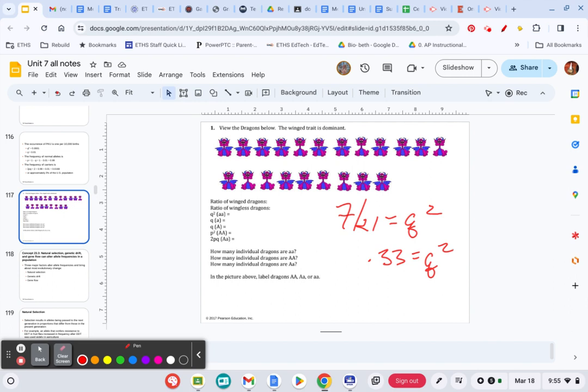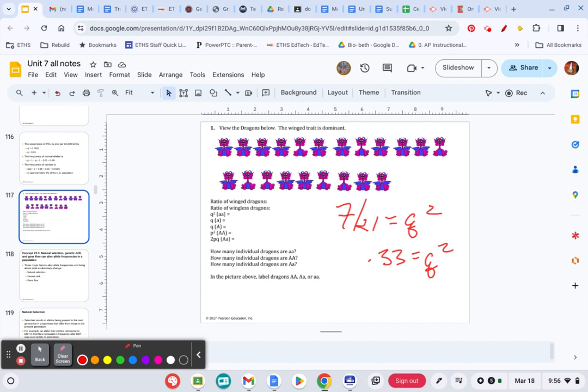Q squared equals... Can I find Q? Oh, sorry, Nate. Go ahead. Why is that one Q squared? You know how there's the P plus Q equals 1? Why isn't that one just regular Q? Good question.